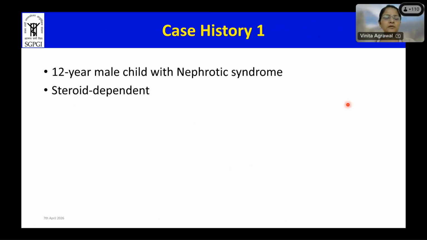This was a 12-year-old male child with nephrotic syndrome, and steroid dependent. Hello, ma'am. I'm sorry to interrupt you. I just have one question. Can you just tell the residents, is there any adequacy criteria to report the kidney biopsy?